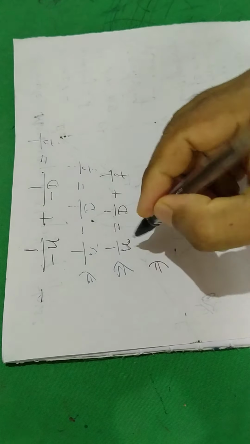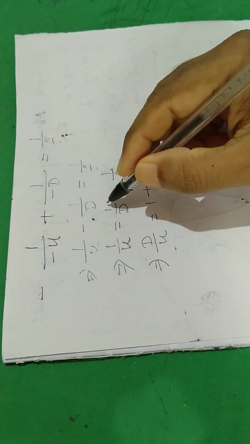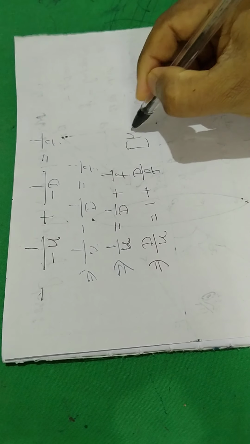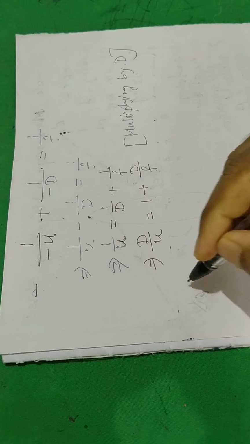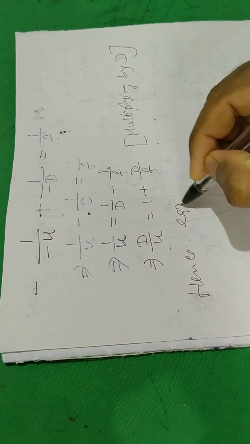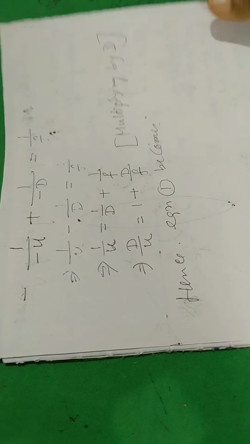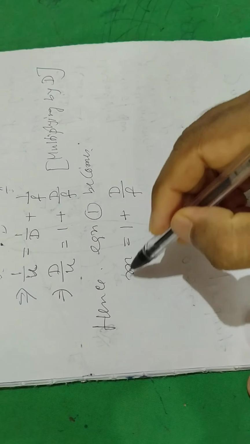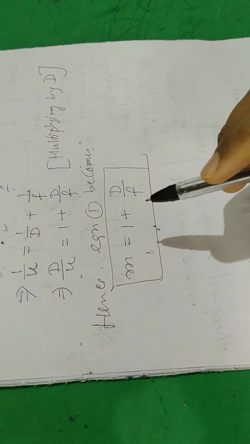Multiplying both sides by D, D by U equal to 1 plus D by F. Hence, equation 1 becomes M equal to 1 plus D by F. This is the expression for the magnifying power of a simple microscope.